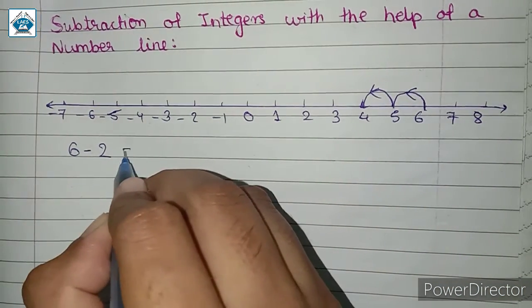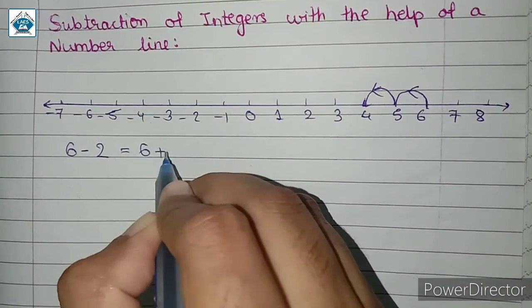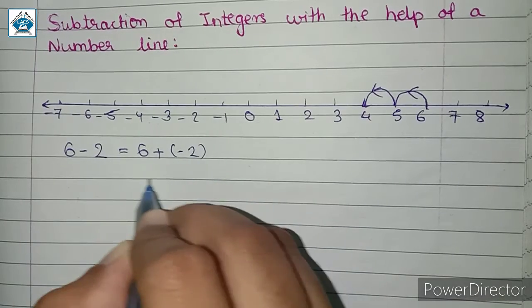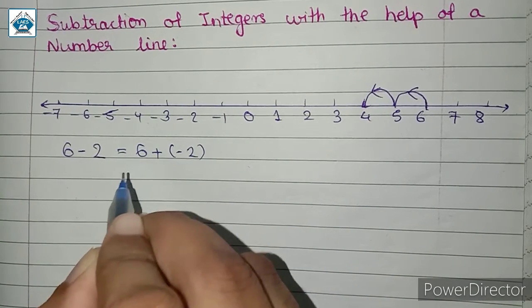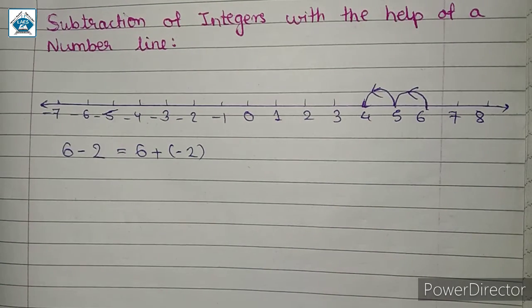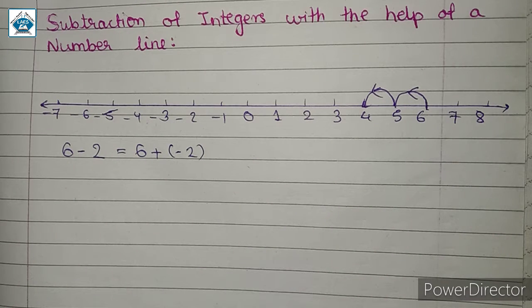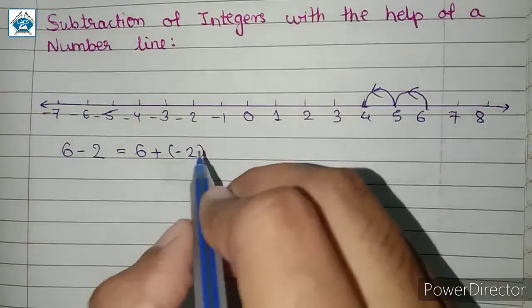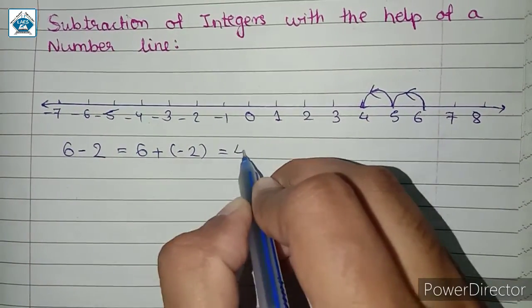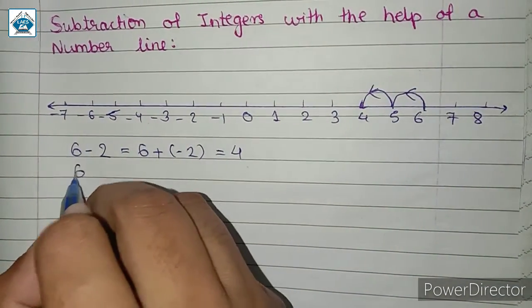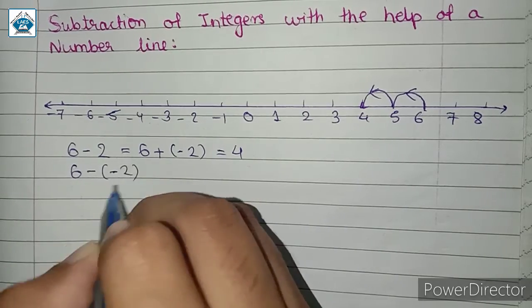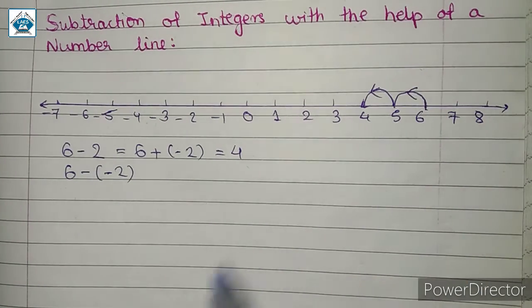Okay, so इसको हम इस तरह से भी लिख सकते हैं 6 plus minus 2, that is we are adding minus 2 to 6. So this is just like addition of integers which we can consider so बहुत ही similar है, बहुत ही easy है. This will be equal to 4 according to the number line. What about 6 minus minus 2? Is that also equal to 4?